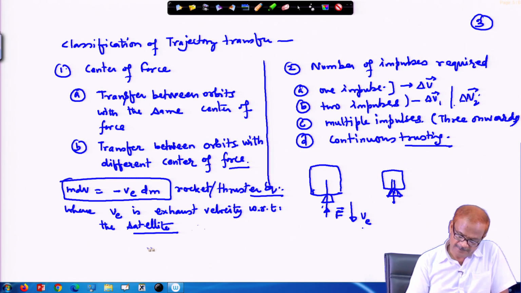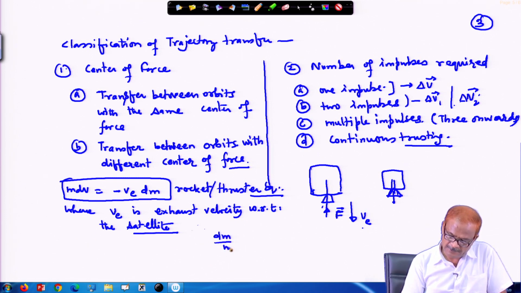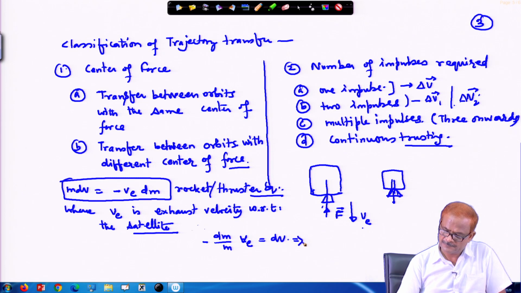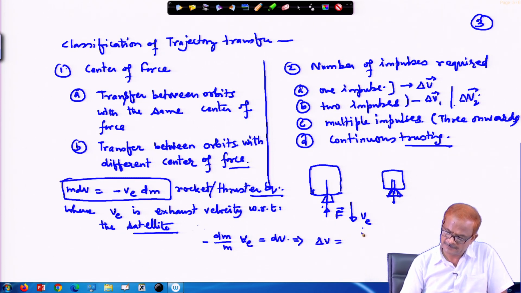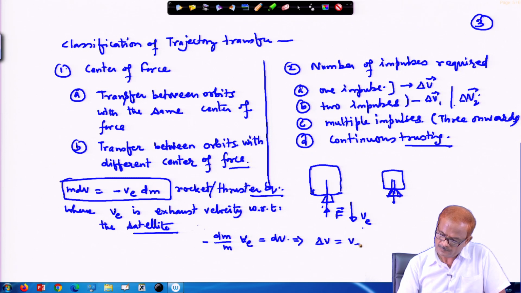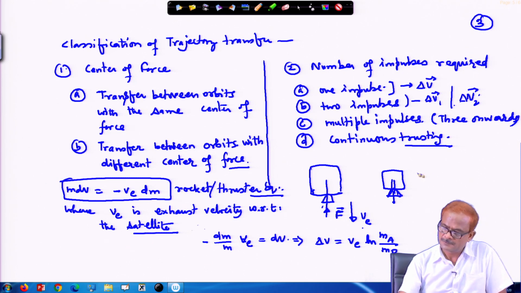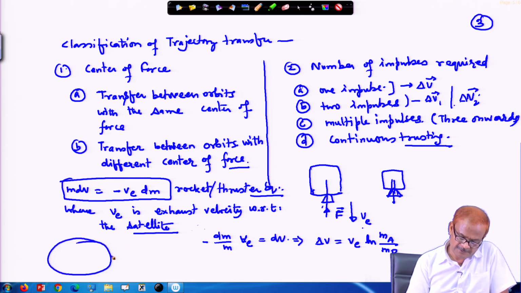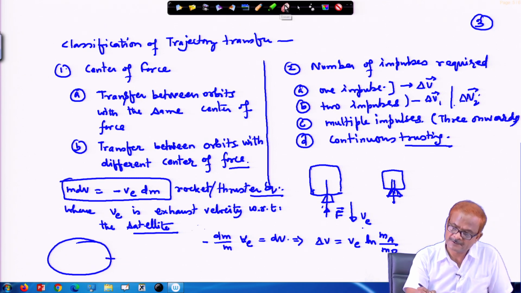Okay, so, if I try to integrate it, dm by m with the minus sign here, multiplied by v equal to dv, and once we integrate, we can write delta v equal to v times ln m a divided by m b. So, you are starting your thrusting, or simply a or b, we can write 1 and 2.